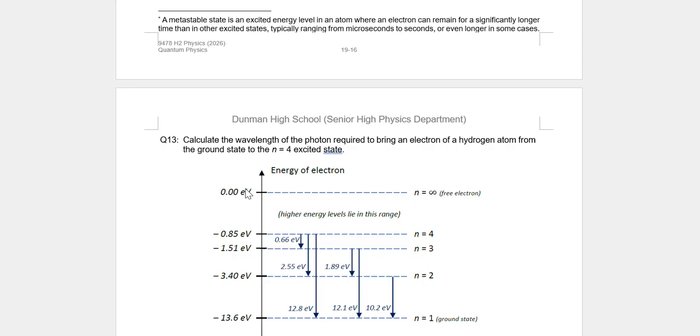Can you pause for a while and try 13? Right, we're back from the pause. Calculate the wavelength to bring an electron in a hydrogen atom from ground state to n equal 4. So this is given to you, right? From ground state to n equal 4, the energy difference is 12.8 eV. Right, so what's the wavelength?